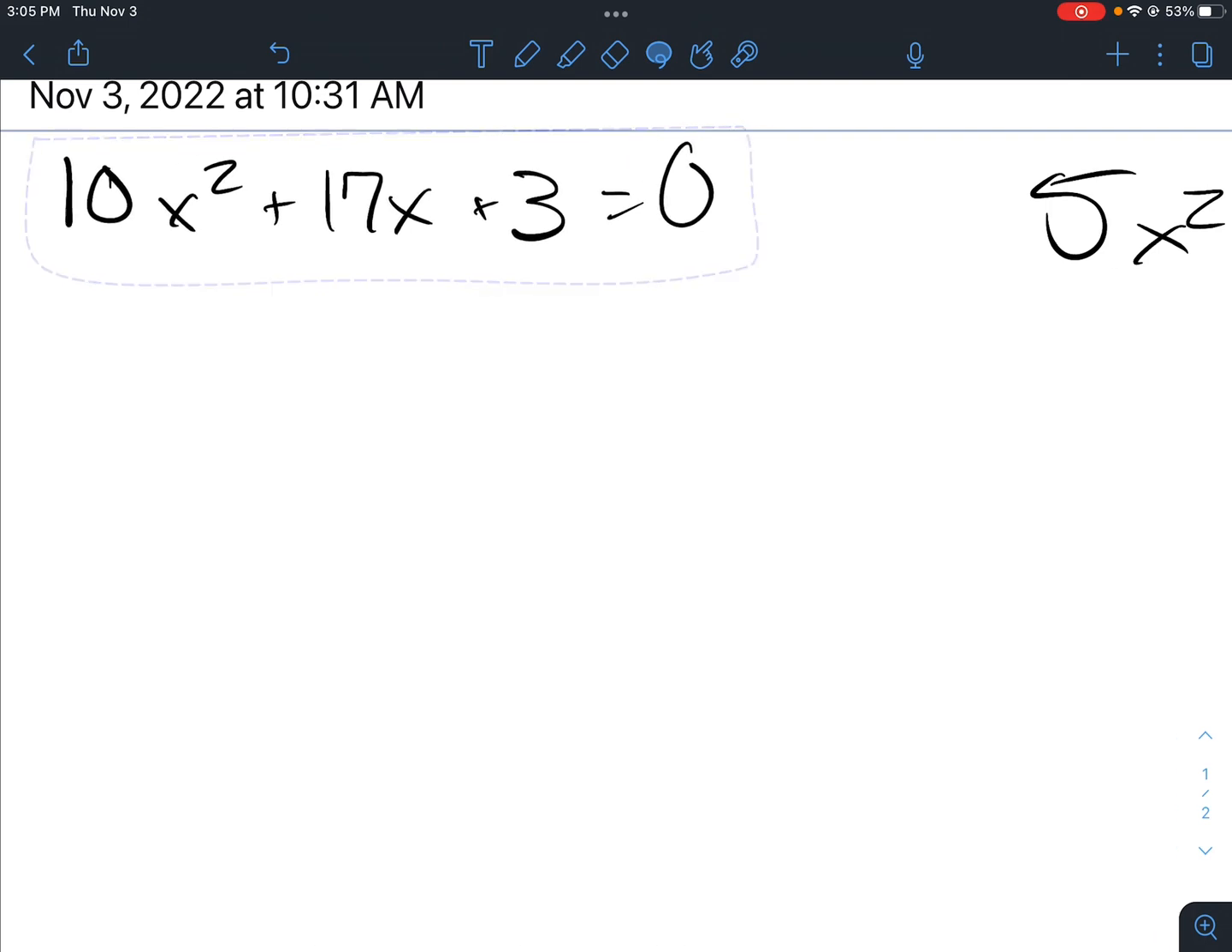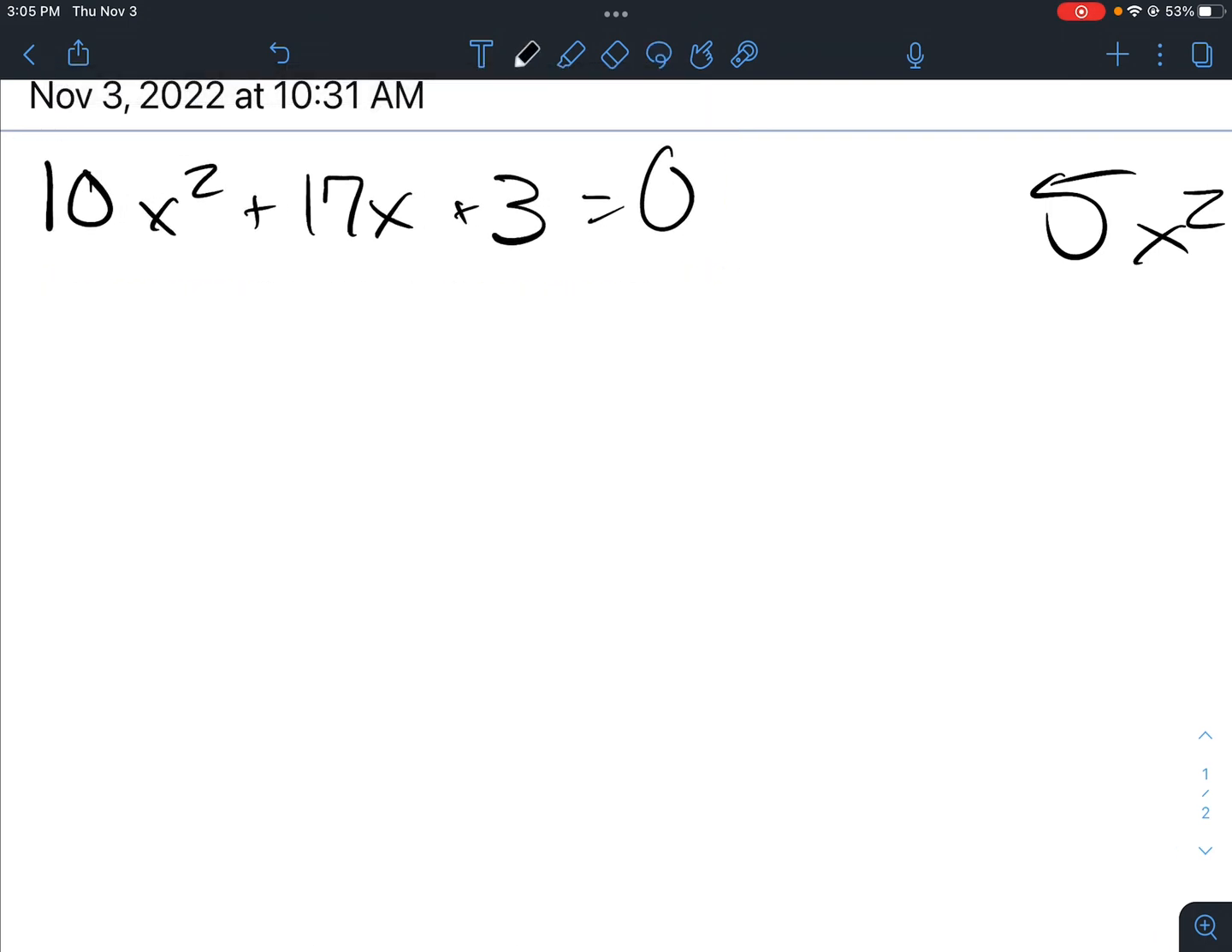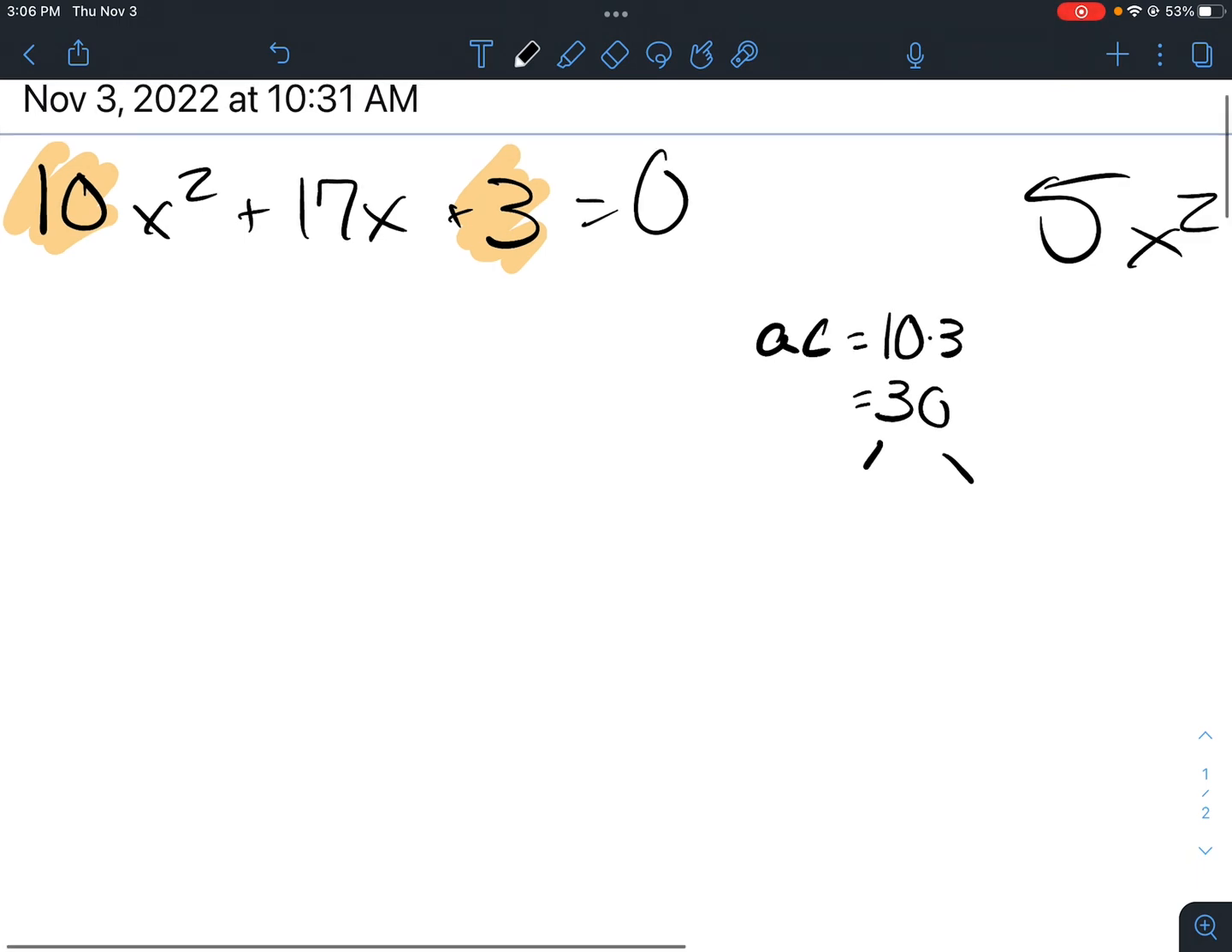So the first step in our process is going to be looking at A and C. So what we're going to do is we're going to have AC, so 10 times 3. So that's going to equal 30. And then what we want is the factors of 30 that are going to add up to 17. So you go through your factors, and you'll figure out that they are 2 and 15.